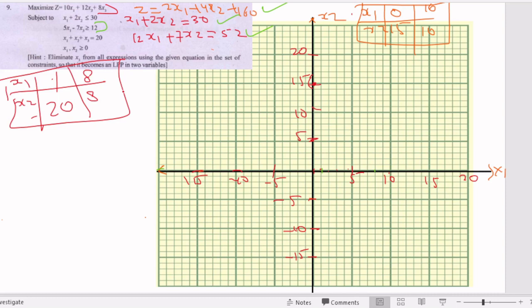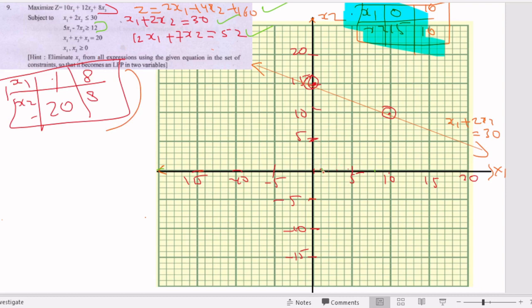Let's draw the points and find the line. Okay, which equation for this one? Let's draw the first one. So when x1 is 0, x2 is 15. So this point. And when x1 is 10 and x2 is also 10, so this point. So we found this line, and the name of this equation is x1 plus 2x2 equal to 30. Similarly, let's find this one. When x1 is 1, where is the x1?